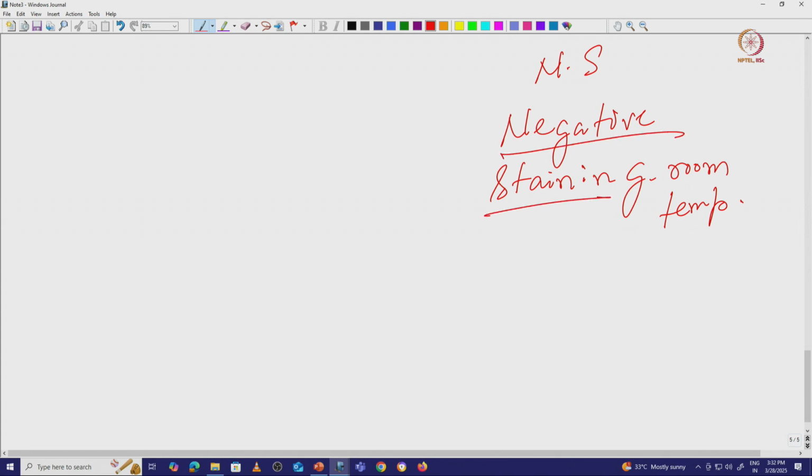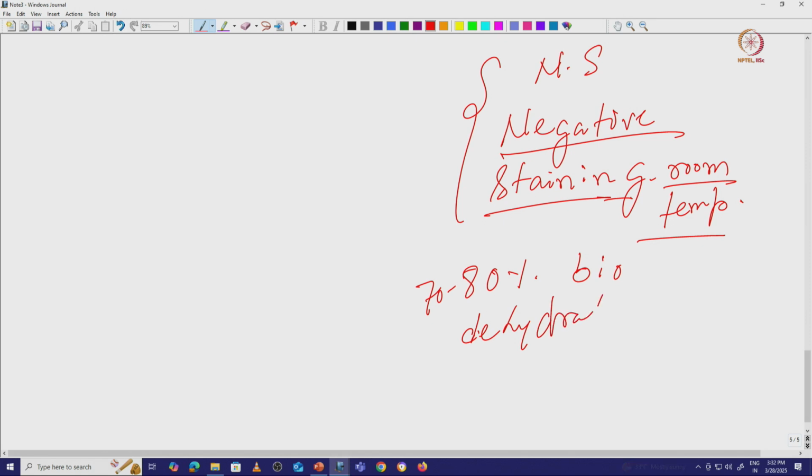So whenever we are using negative staining, most of the time we are using uranyl acetate or uranyl formate, heavy metal staining, at room temperature. When we are using negative staining, almost 70 to 80% of the biological sample is dehydrated. Okay, 70 to 80% of the sample is completely dehydrated. So here we can use a little bit stronger electron dose.